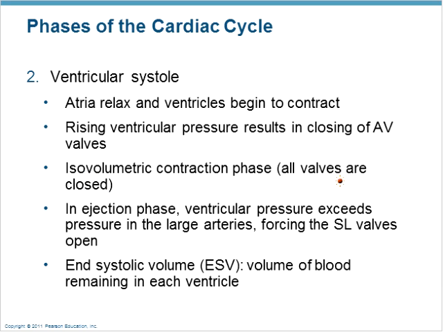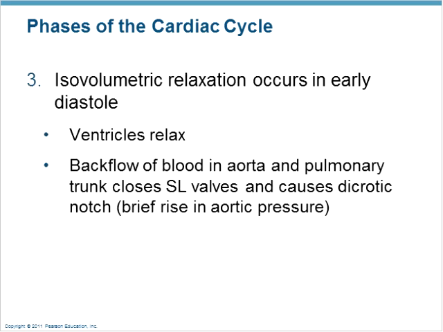In the ejection phase, the ventricular pressure exceeds the pressure in the large arteries, forcing the semilunar valves to open. That is, the pulmonary valve from the right ventricle to the lungs, and the aortic valve from the left ventricle into the aorta. The end systolic volume, ESV, is the volume of blood remaining in each ventricle.